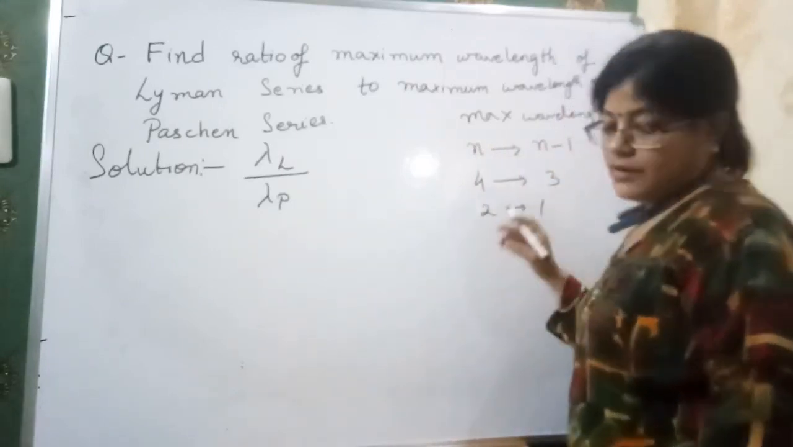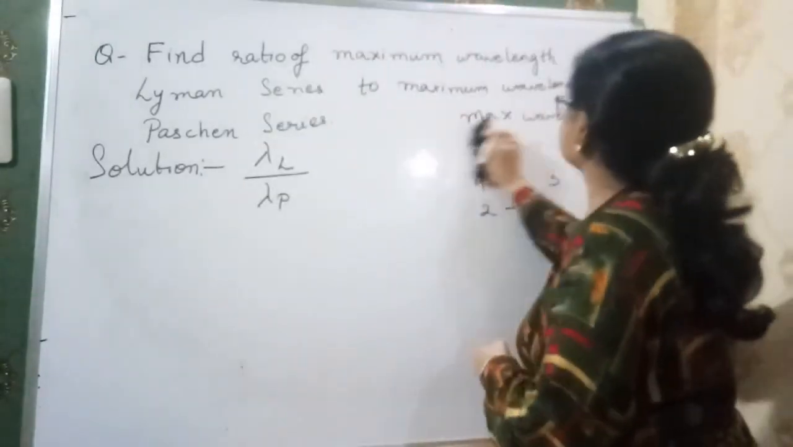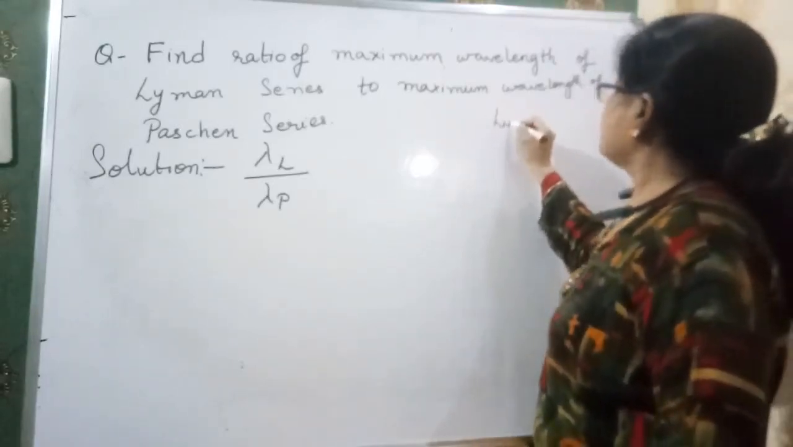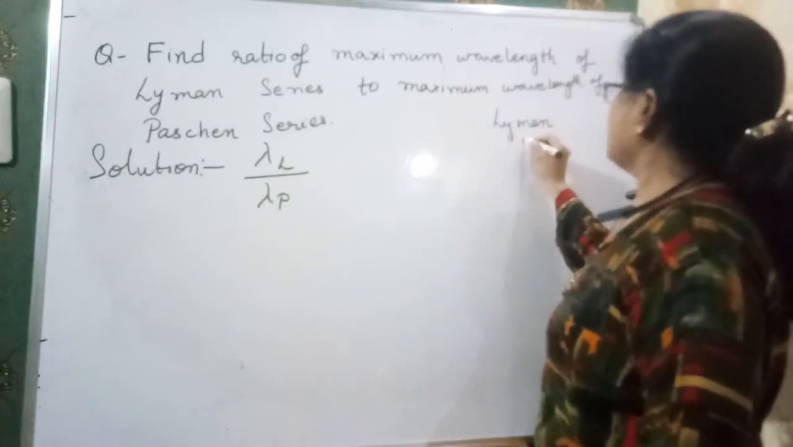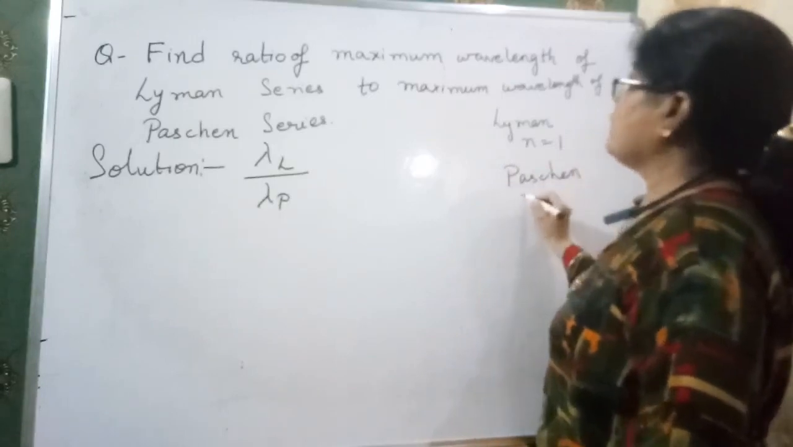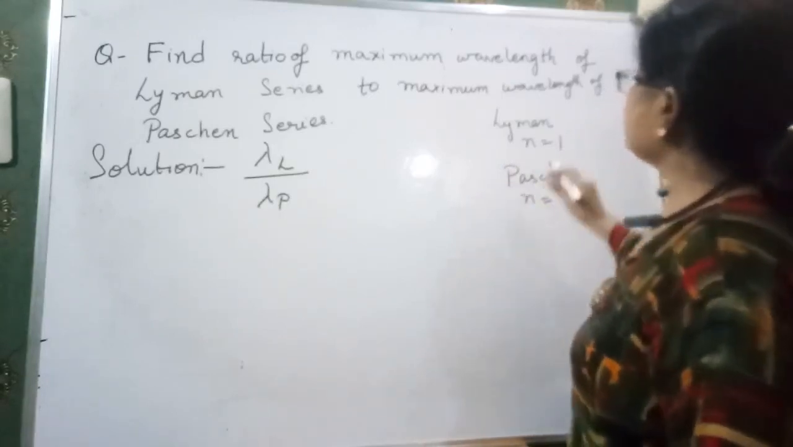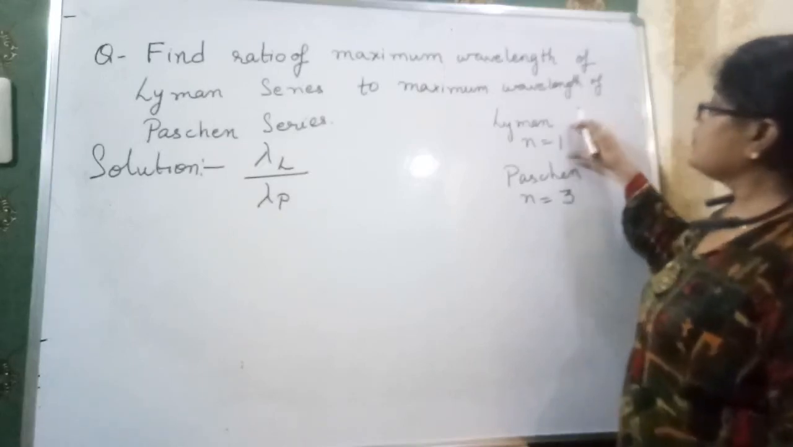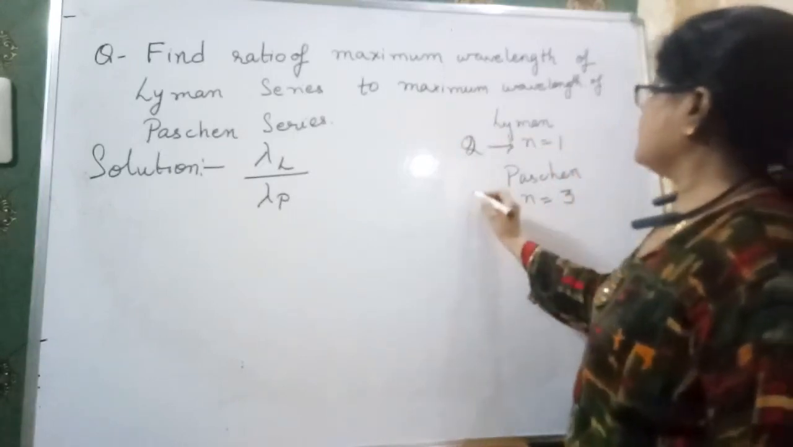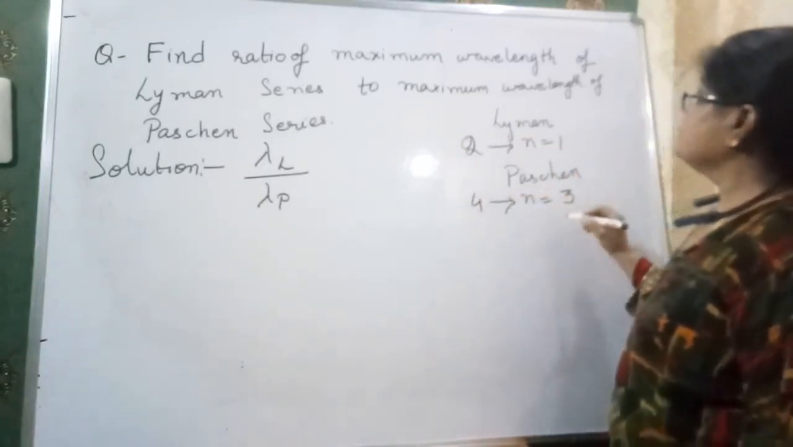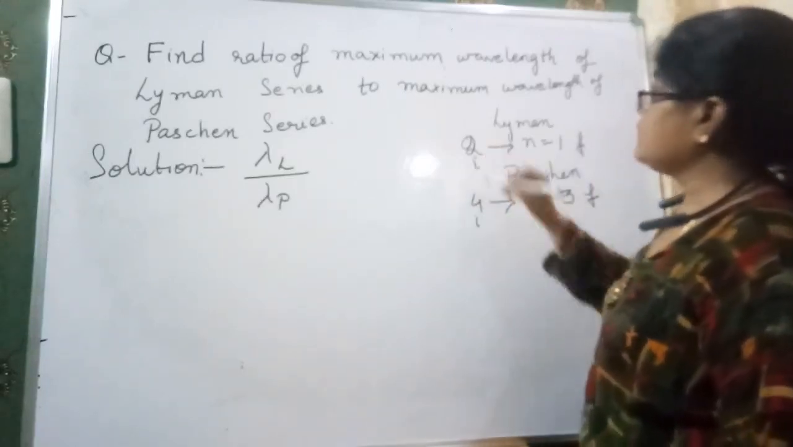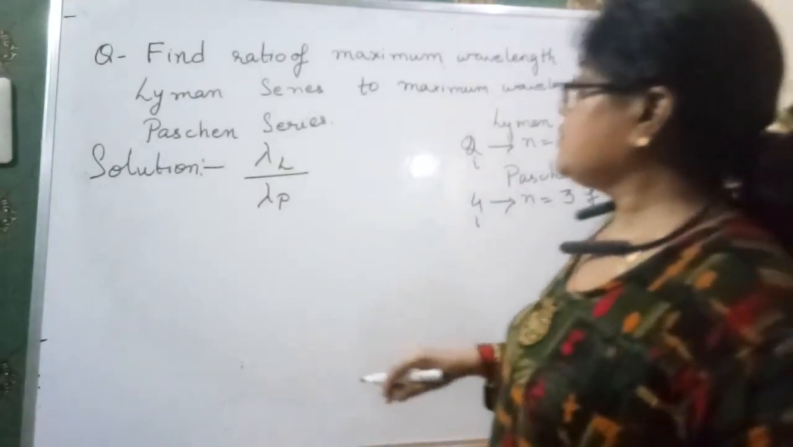Clear? Now coming to the question. For the Lyman series we have n equals 1, and for the Paschen series we have n equals 3. So in the case of Lyman, the electron jumps from 2 to 1, and in Paschen the electron jumps from 4 to 3. That means this is the final one and this is the initial one. Clear? Now coming to the question.